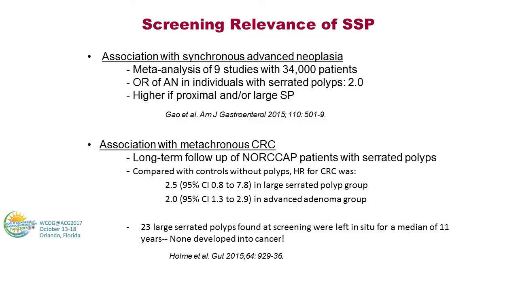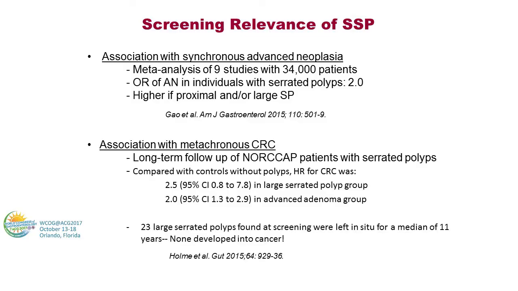And there are several lines of evidence pointing to that. When you scope somebody and find sessile serrated polyps, the odds of finding other dangerous lesions, so advanced conventional adenomas, is increased, at least by a factor of 2, as shown in this meta-analysis. And that odds are increased even further if the sessile serrated polyp is proximal and or large in size. These lesions also increase metachronous colon cancer risk on follow-up.